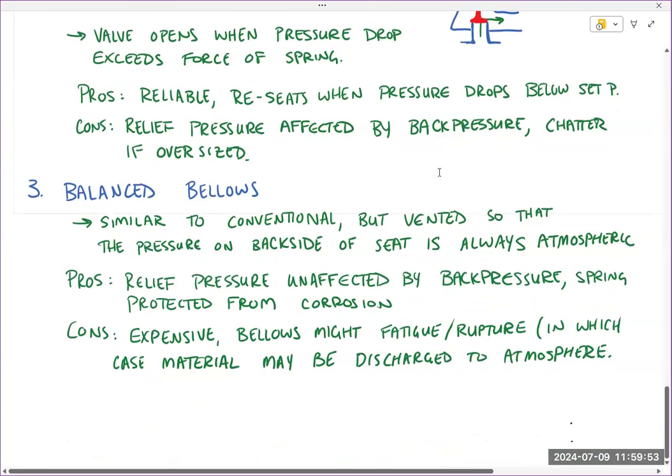A third option, which is related to the conventional, is the balanced bellows. So check the textbook for an example of what that looks like. The benefit of the balanced bellows is that it is vented. So instead of being sealed here, the pressure on the outside is always atmospheric. That alleviates the concern that the pressure is going to be affected by the back pressure. And the spring would be protected from corrosion since the material that is discharged is never going to be sitting on there. The cons of the balanced bellows is that it's the most expensive of the options, and the bellows may fatigue or rupture. And in that case, material could be discharged to the atmosphere.